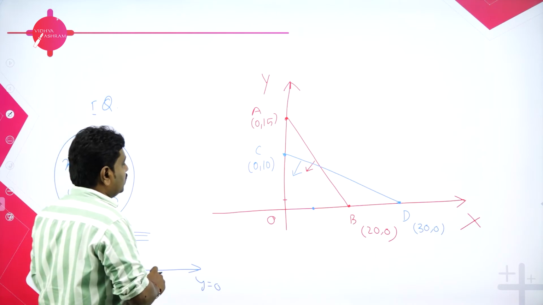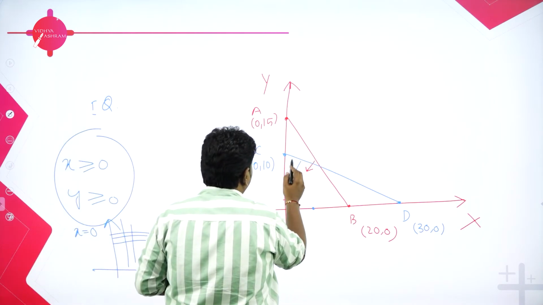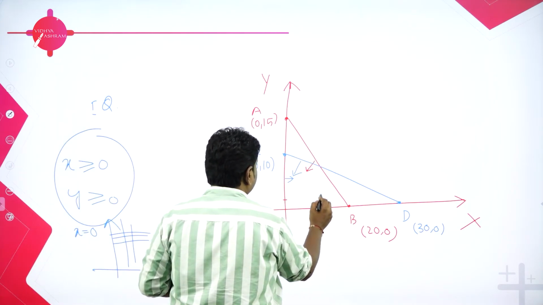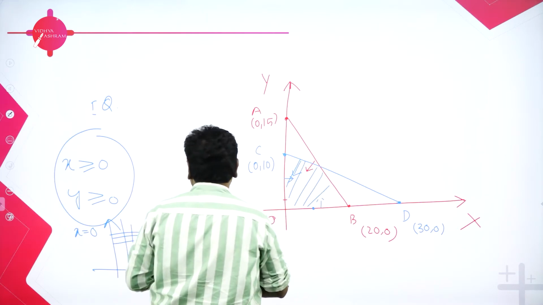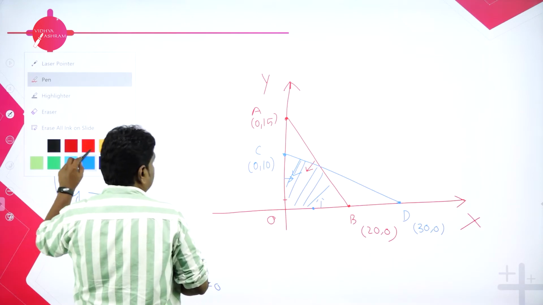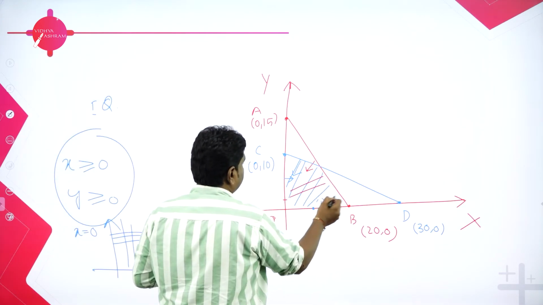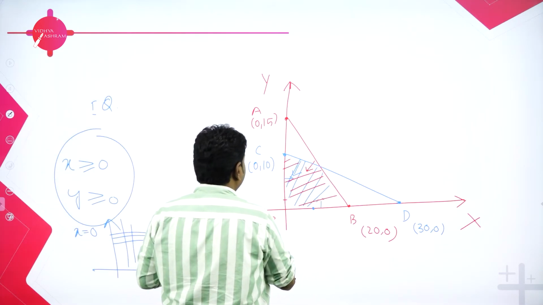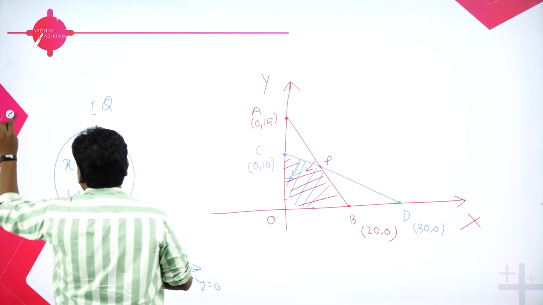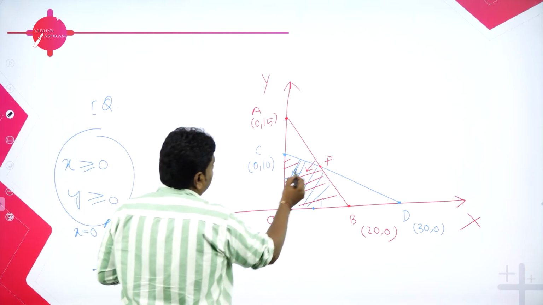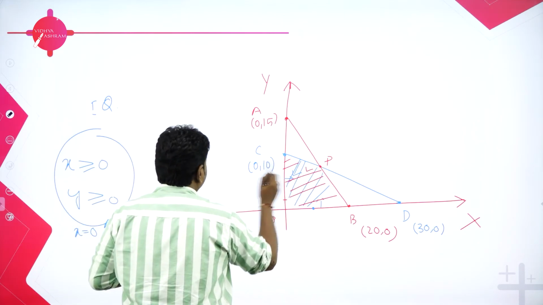Now greater than means I should shade towards this, and for this I should shade like this. All will mix in this region. The blue line and the red line will mix in this region. This is the feasible region, and these types of graphs are common in secondary PUC. This is the uncommon part, I'll erase.